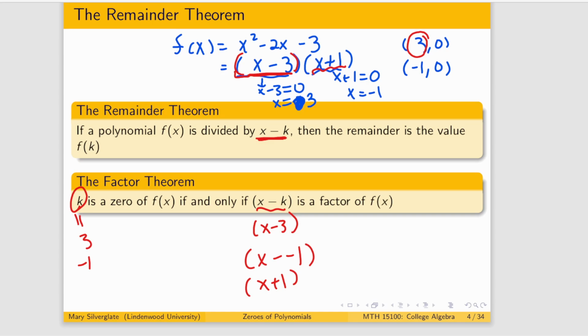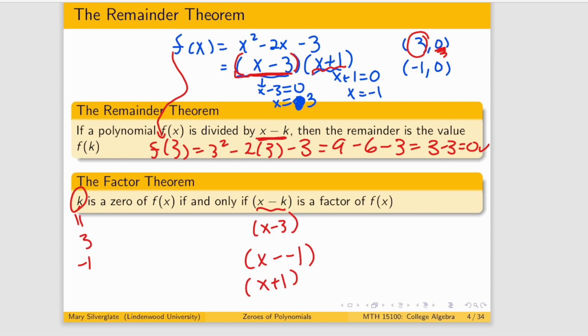Another way of reframing that is if I were to literally plug in either of these into the original equation. So for example, f of 3 would be 3 squared minus 2 times 3 minus 3, and I better get the y value of 0. So the 3 squared gives us 9, negative 2 times 3 gives us minus 6, then minus 3 is still there. 9 minus 6 gives us 3, and 3 minus 3 gives us 0.